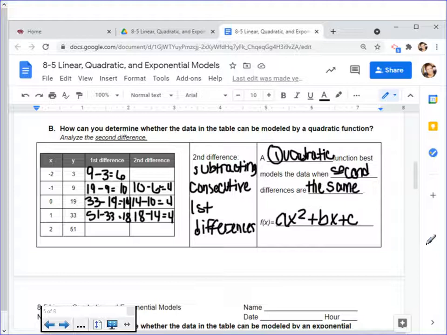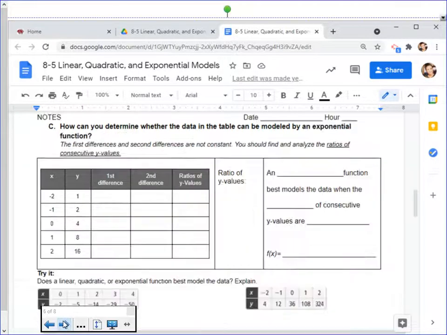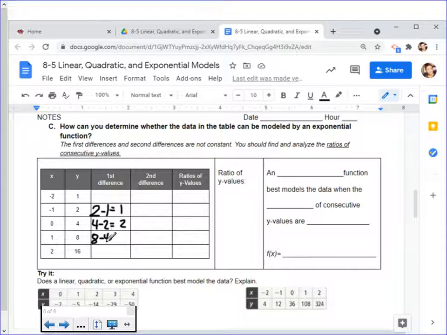And then the last one we're going to do is how do you know if you can write it as an exponential function? All right, so this is kind of the same situation. We're going to find our first differences. So we would take 2 minus 1. We're taking our y values and subtracting. 2 minus 1 is 1. 4 minus 2 is 2. 8 minus 4 is 4. And then the last first difference would be 16 minus 8. And that is 8.